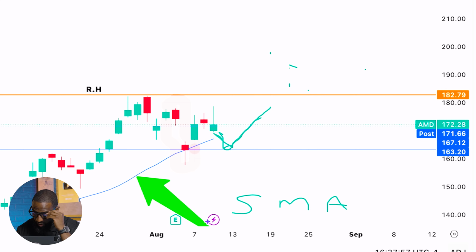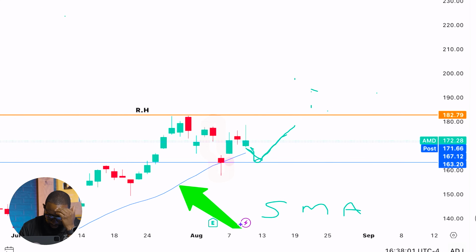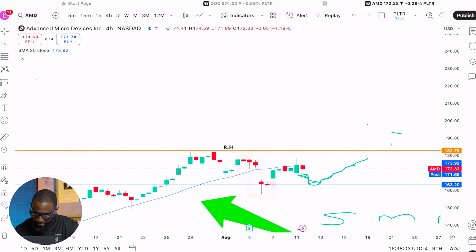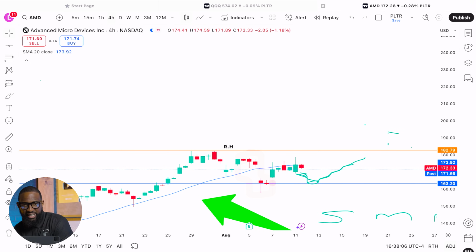But how do we get there? We may not get there all in one day. It may take us some time. So let's go to our 4 hour and see what the 4 hour tells us, because that's the daily. So now what we're going to do is get into the 4 hour so we can get a little bit more information. The 4 hour allows us to set another milestone.